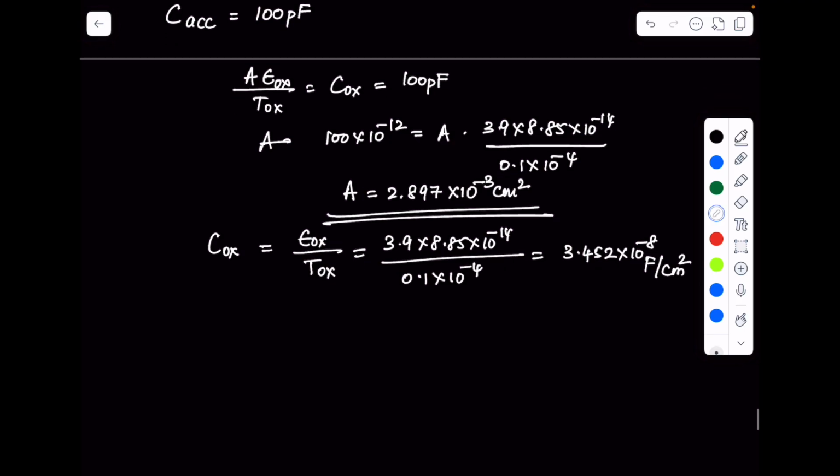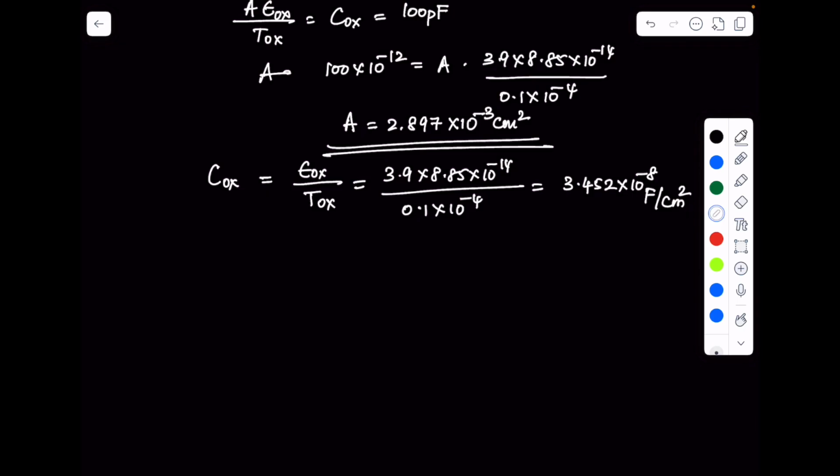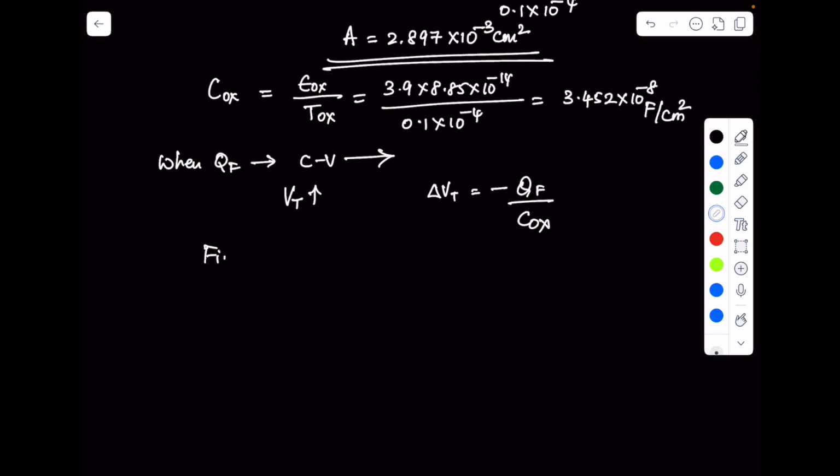Now you're asked what is the estimated value of the fixed charge. So what you see is when fixed charge comes into this structure, the CV characteristics shift along the positive x-axis. Or in other words, Vt increases. So remember, delta Vt is minus Qf by Cox, right? Because the Vt is increasing due to fixed oxide charges, it means that the fixed oxide charges are actually negative. Obviously, in silicon, most of the time the fixed charges are positive, but in this case, we see that the fixed charge is negative. And how do you calculate the quantity?